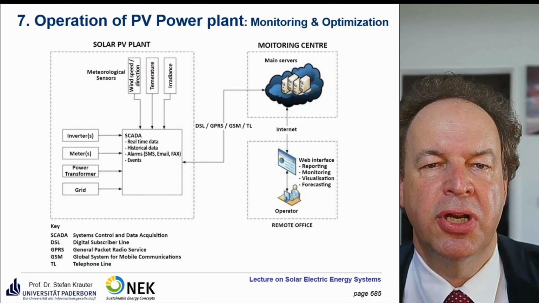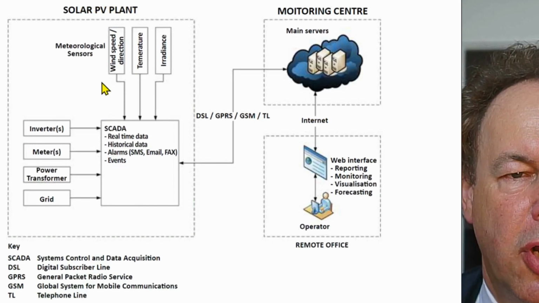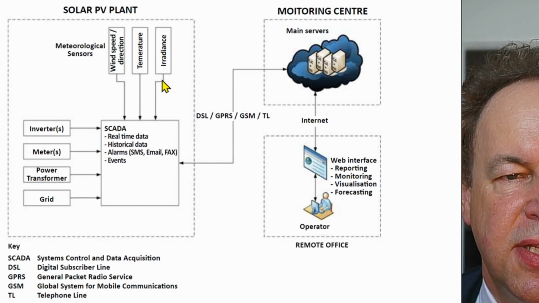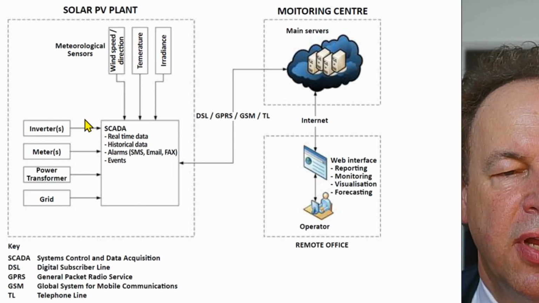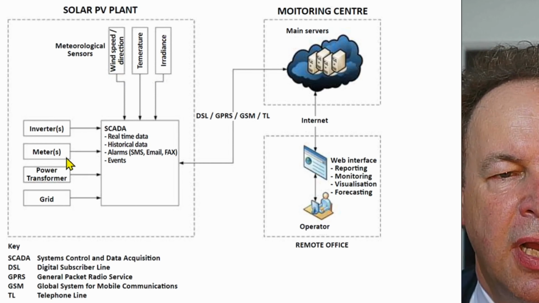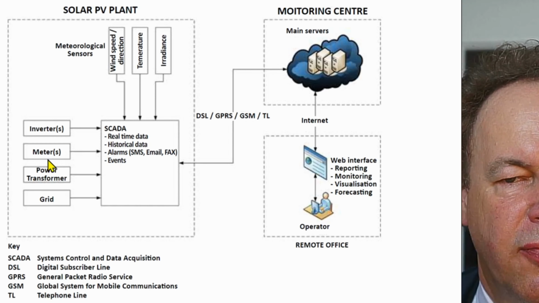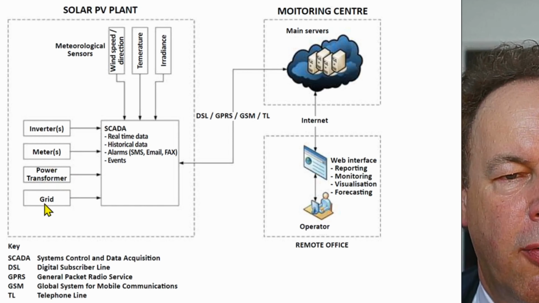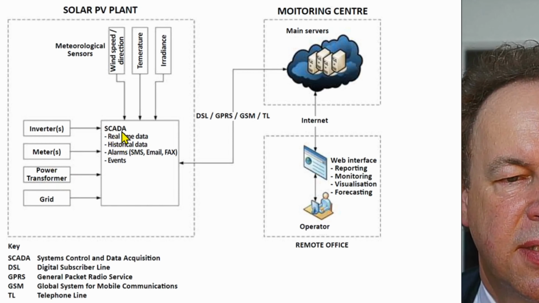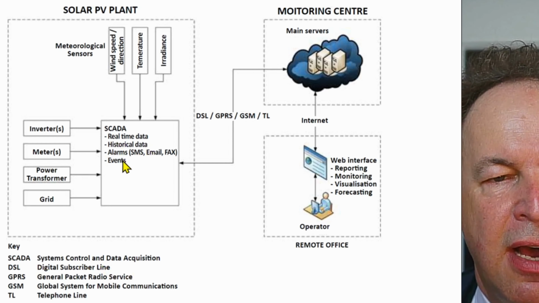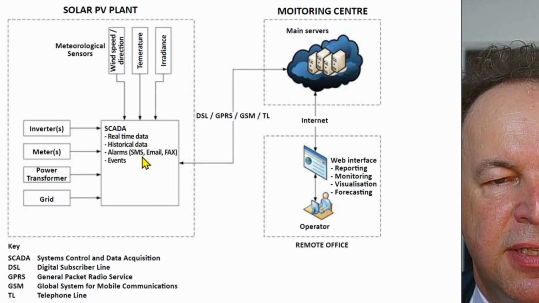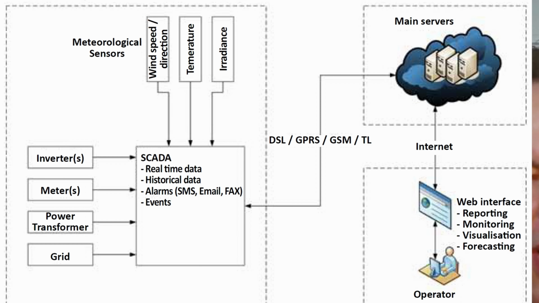Here you see the operation, the monitoring, optimization. So you see the meteorological sensors, most important the irradiance sensor, but also the temperature sensor and wind speed and wind direction. Then you have operation data of the inverters, the meter, feed-in meter. Sometimes you have a DC meter also, the power transformer and the grid. And this SCADA system is called a supervisory control and data acquisition system. It provides real-time data, but also historical data, alarms. In case there is a problem, it sends an SMS to an operator or email or a fax, logs some events.